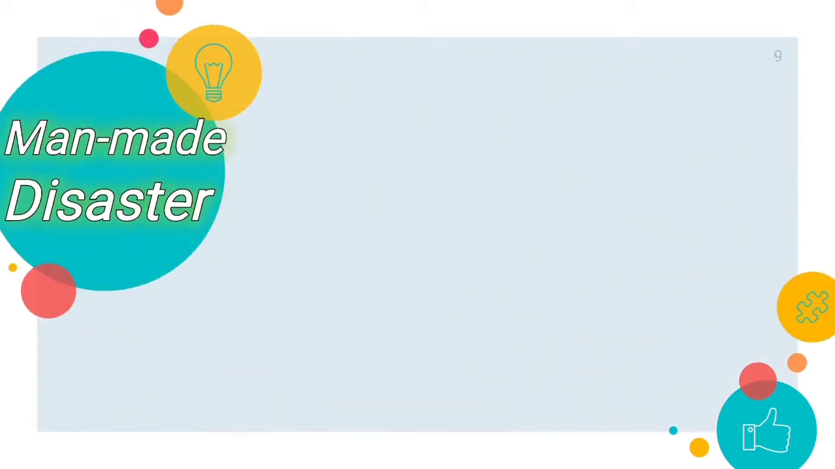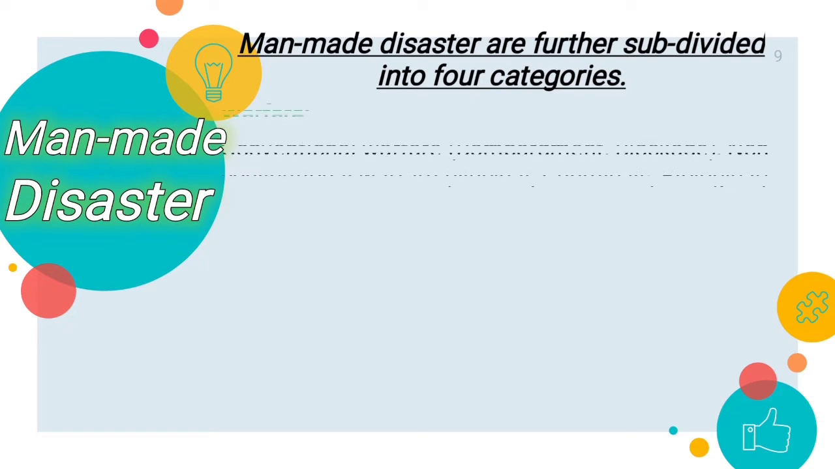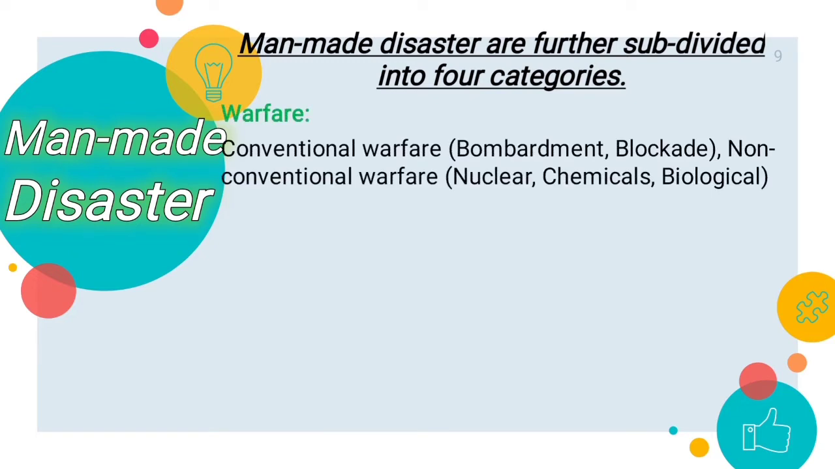Second type is man-made disaster. Man-made disasters are further subdivided into four categories. First one is warfare. Warfare includes conventional warfare and non-conventional warfare. Conventional warfare means bombardment and blockage. It is any kind of civil terrorism or civil conflict.